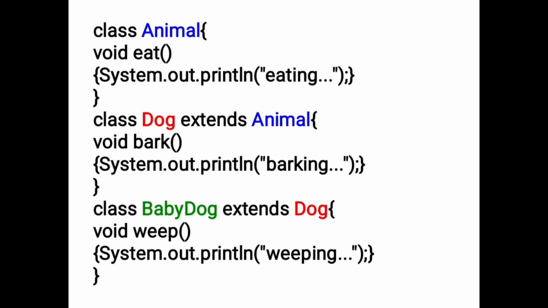Here Animal is a superclass and Dog is a subclass. So the Dog class can use the superclass properties. Thereafter, the BabyDog class inherits from the Dog class. So the Dog class in turn becomes a superclass. So the output is like that: eating, barking, and weeping.